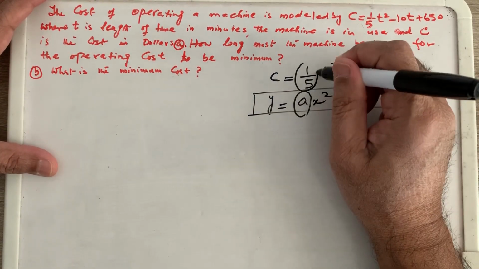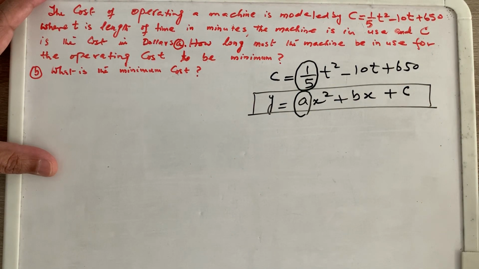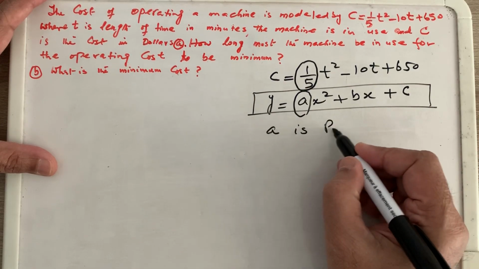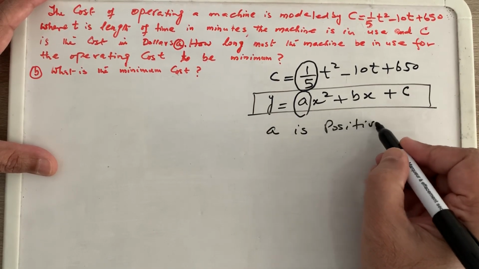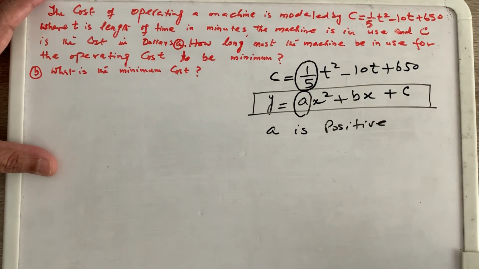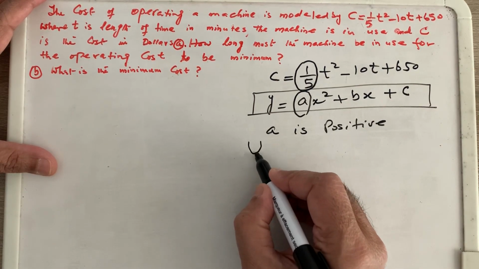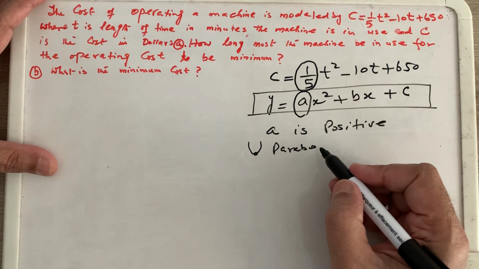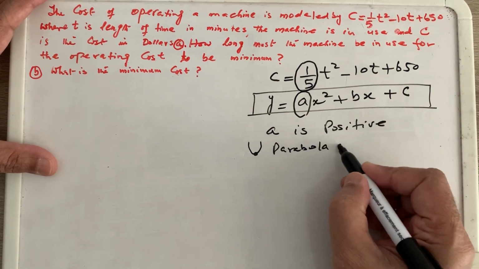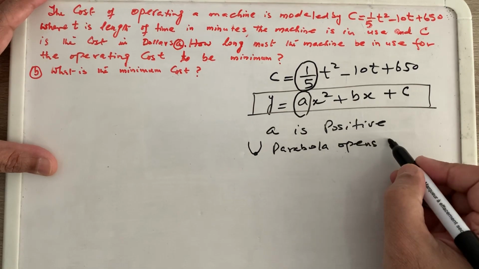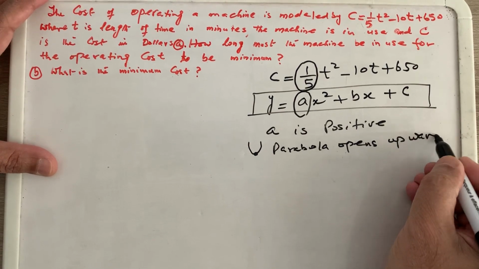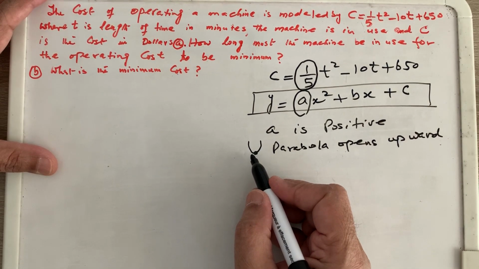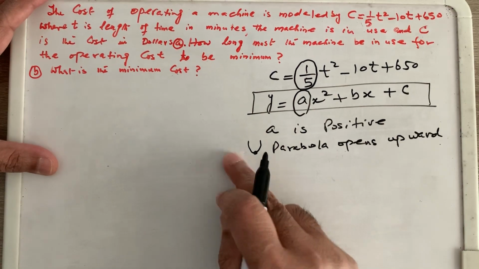Now, what is a is important, right? So a is 1 over 5. A is 1 over 5 means the parabola is positive, right? So a is positive. When a is positive, the parabola opens upward. We did this in the last few videos, you can see them for reference. When the parabola opens upward, this vertex shows us a minimum value.